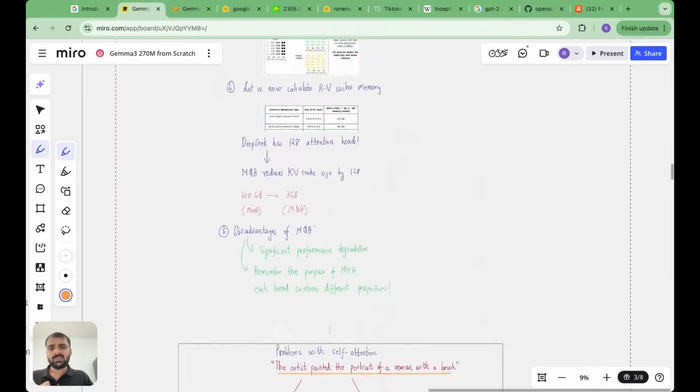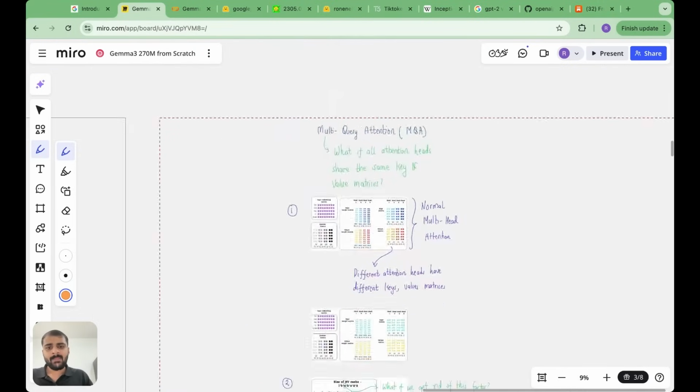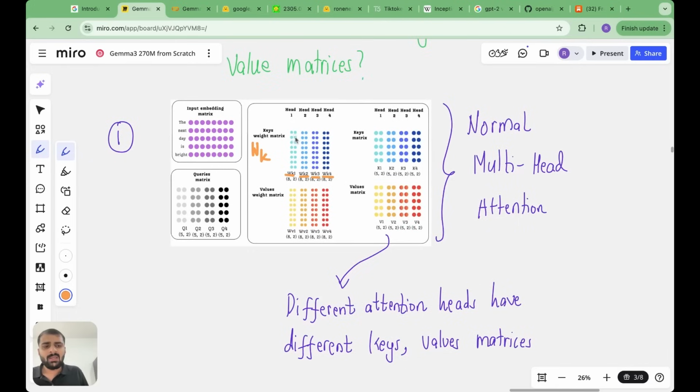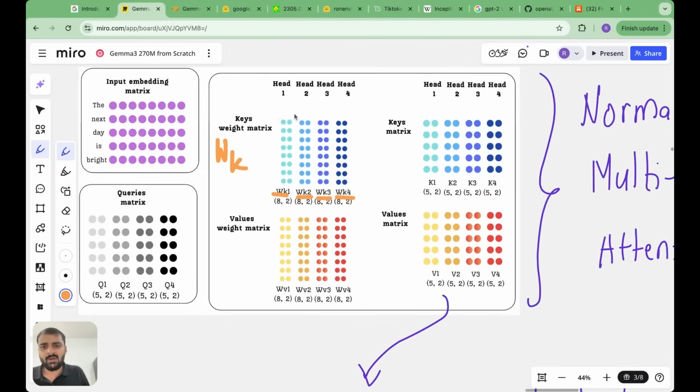Now, one thing which I want to mention to you is that if you look at this multi-head attention mechanism, and if there are, let's say, four attention heads, if you look at WQ, if you look at WK, this is WK1, K2, K3, and K4, right? Each of these have different values. Head 1, of course, has different values than head 2. Head 2 has different values than head 3, and head 3 has different values than head 4. That's why I've shown these with different colors.